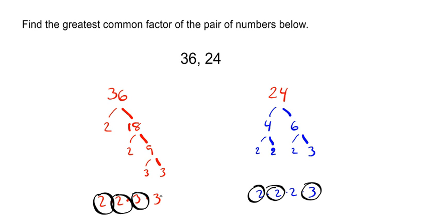We only have one 3 in each, with no more 3s left, and we have a 2 left with 24, but no 2s left over here with 36. So now our greatest common factor is found by multiplying the factors that are in common between both. So 2 times 2 times 3. So 2 times 2 is 4, 4 times 3 is 12. So our greatest common factor, our GCF, is 12. And that's the final answer.